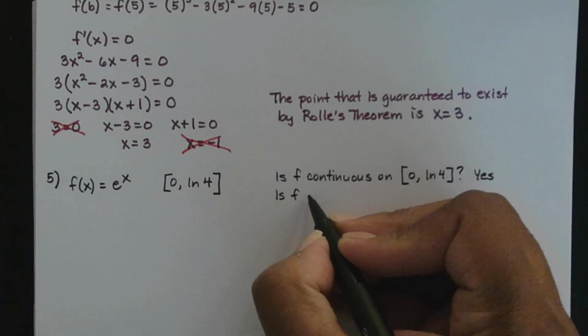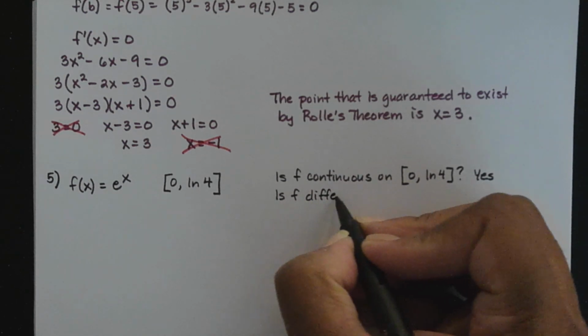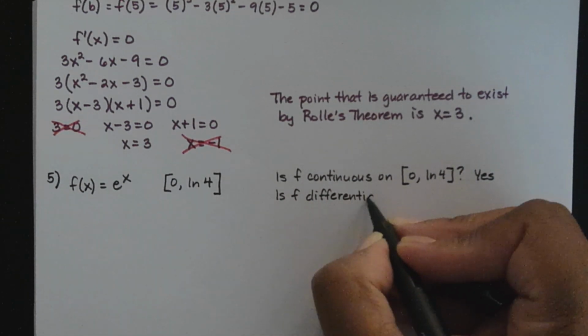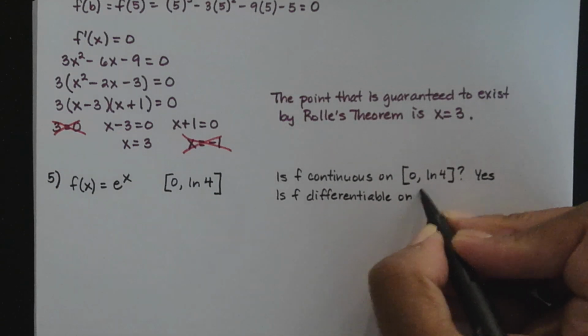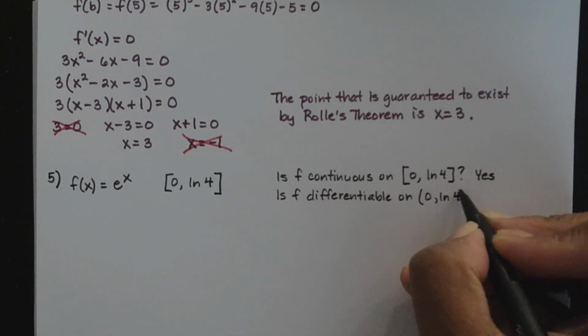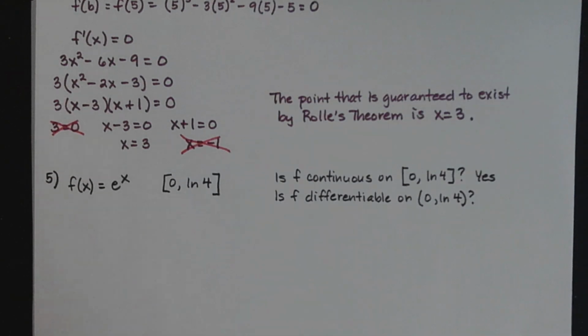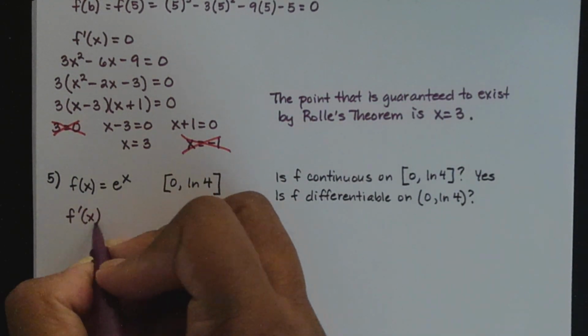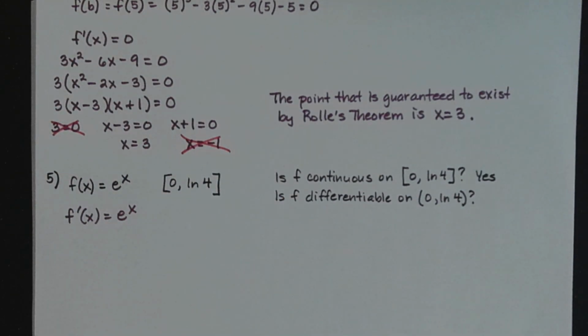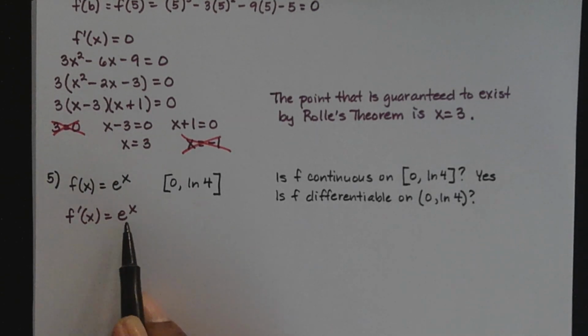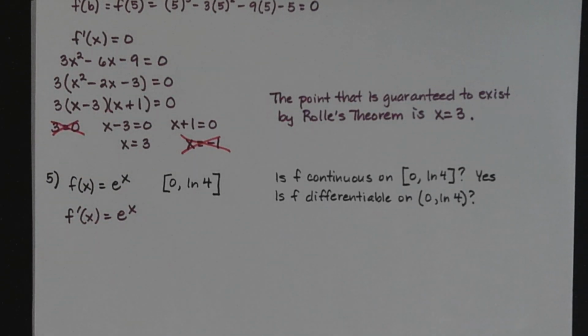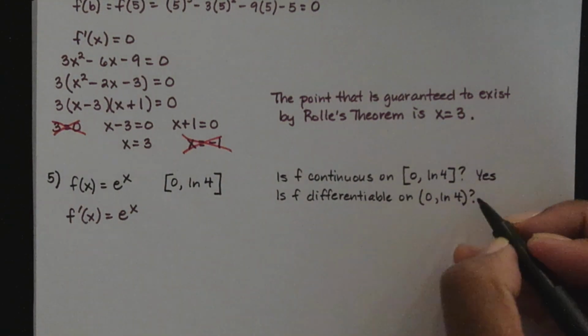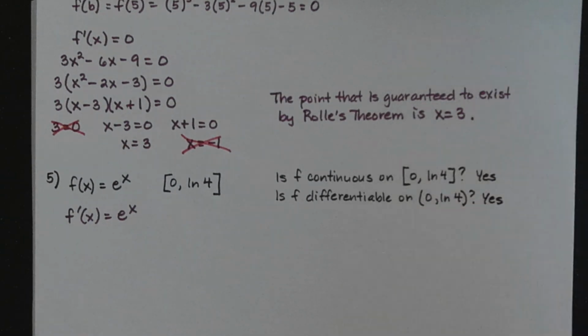And is the function differentiable on the open interval? Well, what's the derivative of e to the x? Of course, e to the x, that's the simplest derivative to take. So f prime of x is also e to the x. So it's going to be continuous pretty much everywhere from negative infinity to infinity. So I'll say yes for that one.